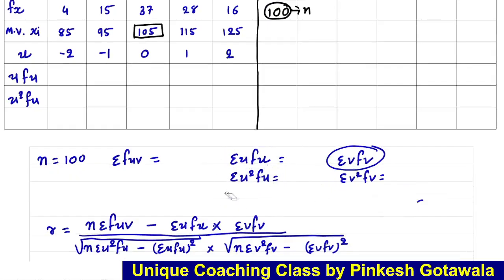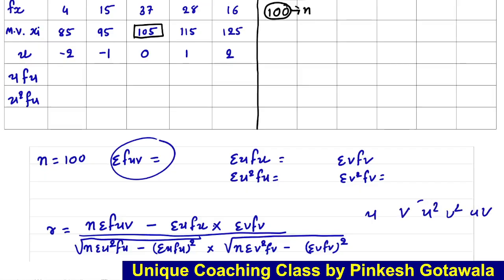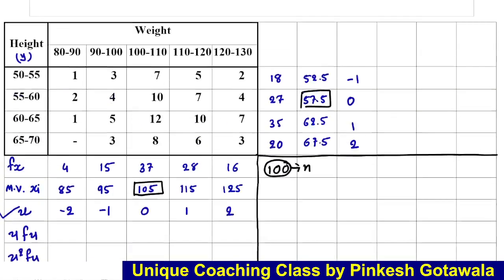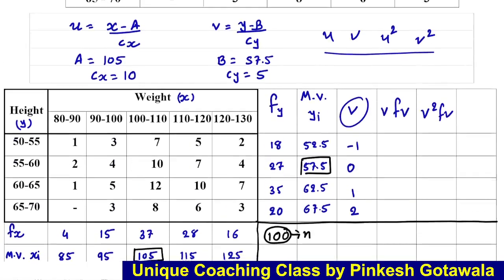Now what is the last remaining? That is fuv. I also explained this. Fuv follows the same pattern. We prepare columns of u, v, u square, v square, and last uv. The same pattern goes here. Look at u, then v. So v is here. Look here, u.